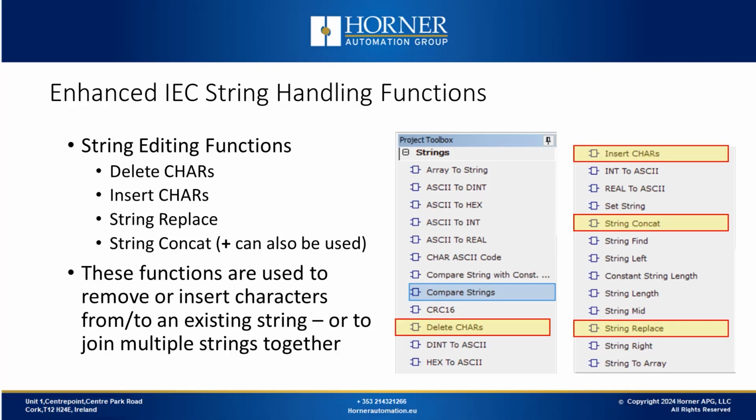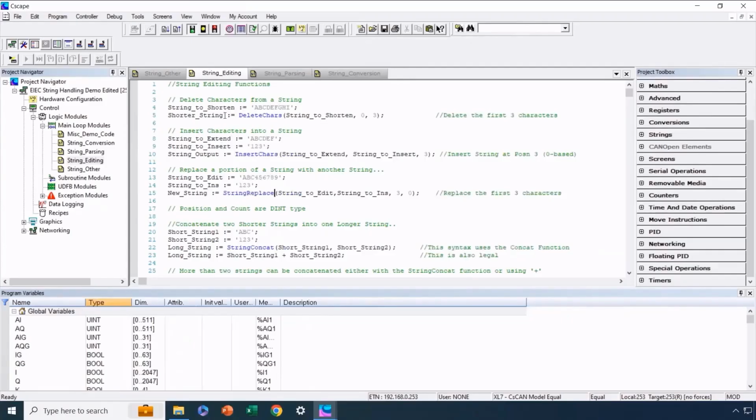Next, we will look at the string editing functions. Once again, these are native functions in enhanced IEC. These can be used to insert characters into a string, delete characters from a string, replace certain characters in a string with different characters, or join multiple strings together. Now let's return to Cscape and look at the syntax for these string editing functions.